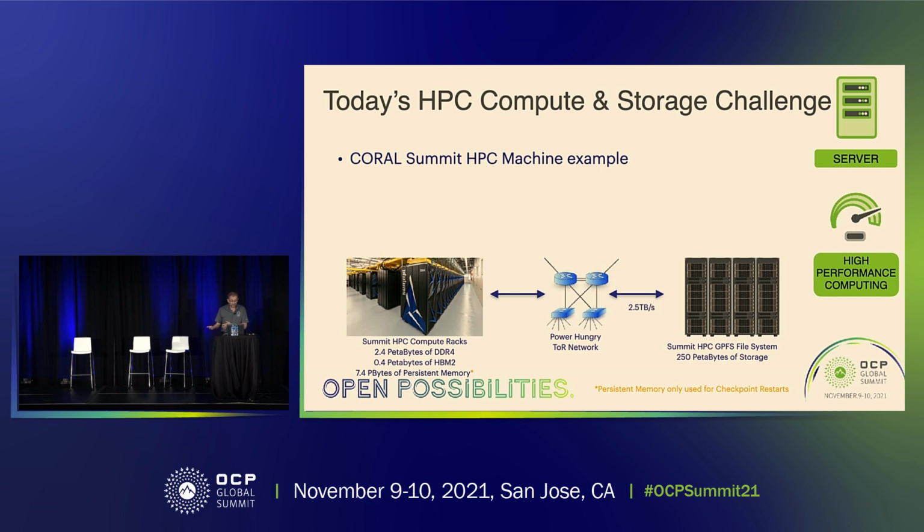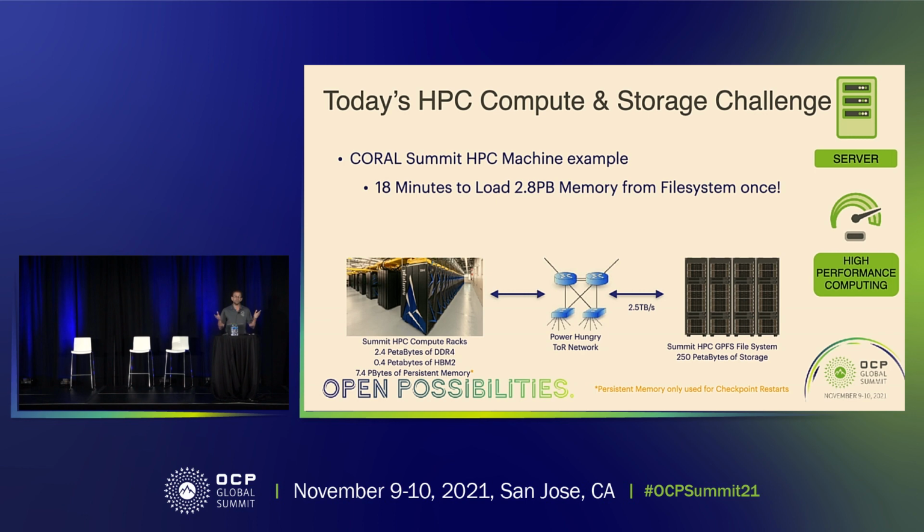Then on the right, you have the file systems. You have this 250 petabyte file system with a 2.5 terabyte per second link into the supercomputer through a power-hungry top-of-rack network. If you do the math on this, when you need to load the memory for the first time, if you've got a job that consumes all of that memory, it will take you 18 minutes to load the memory from the file system just once.